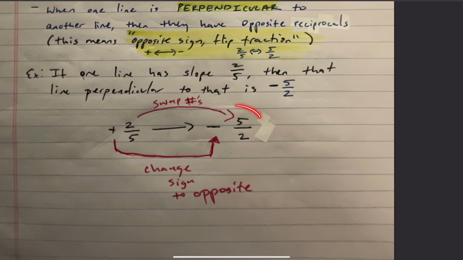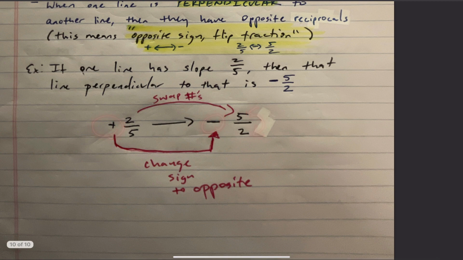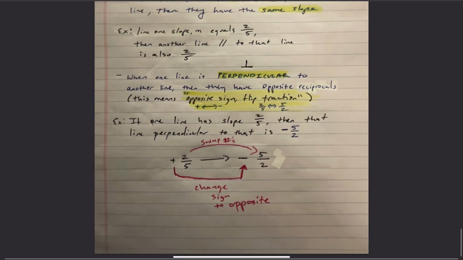Or vice versa. If this is your original slope, you need to make this negative become positive, and then you flip the fraction here. Change the sign to the opposite, opposite sign, flip fraction. All those things are going to be super helpful to know when you're doing these perpendicular problems. Let's go ahead and take a look at some examples here.